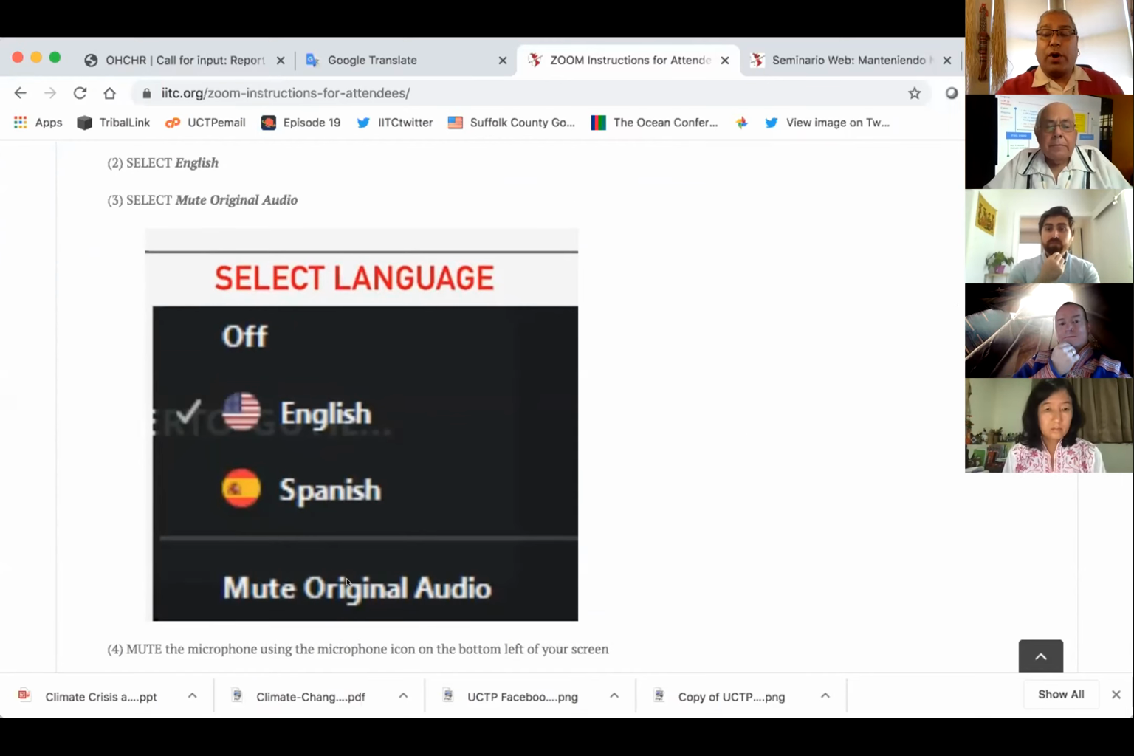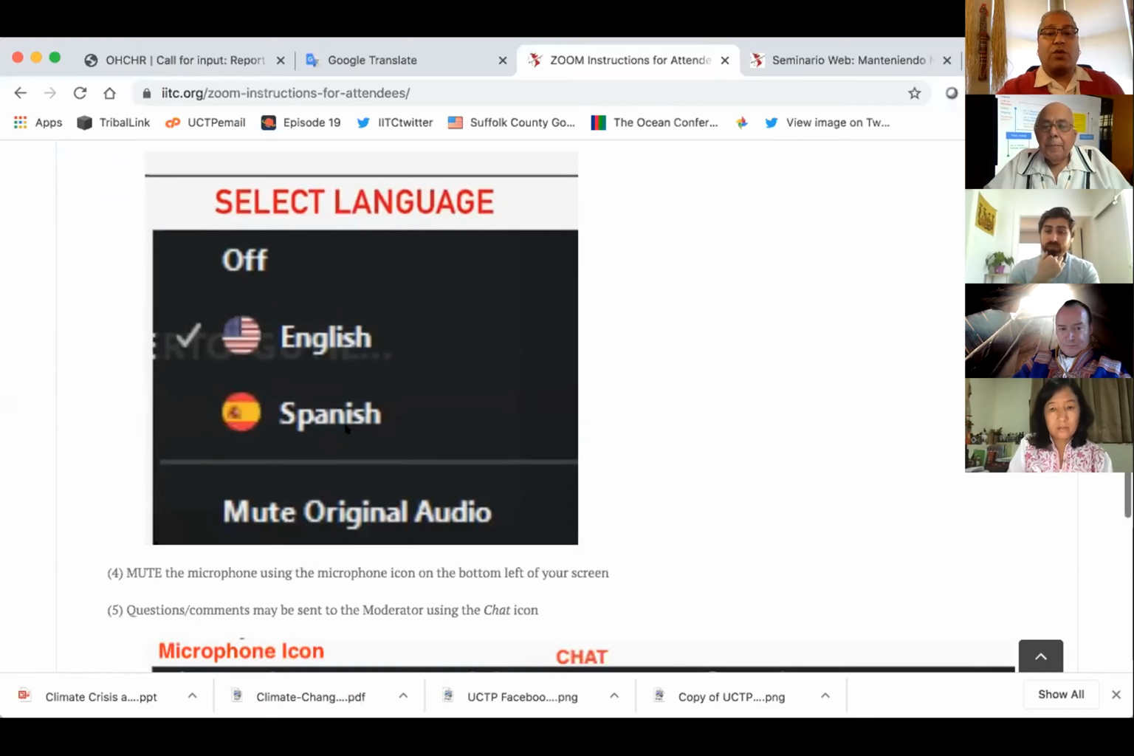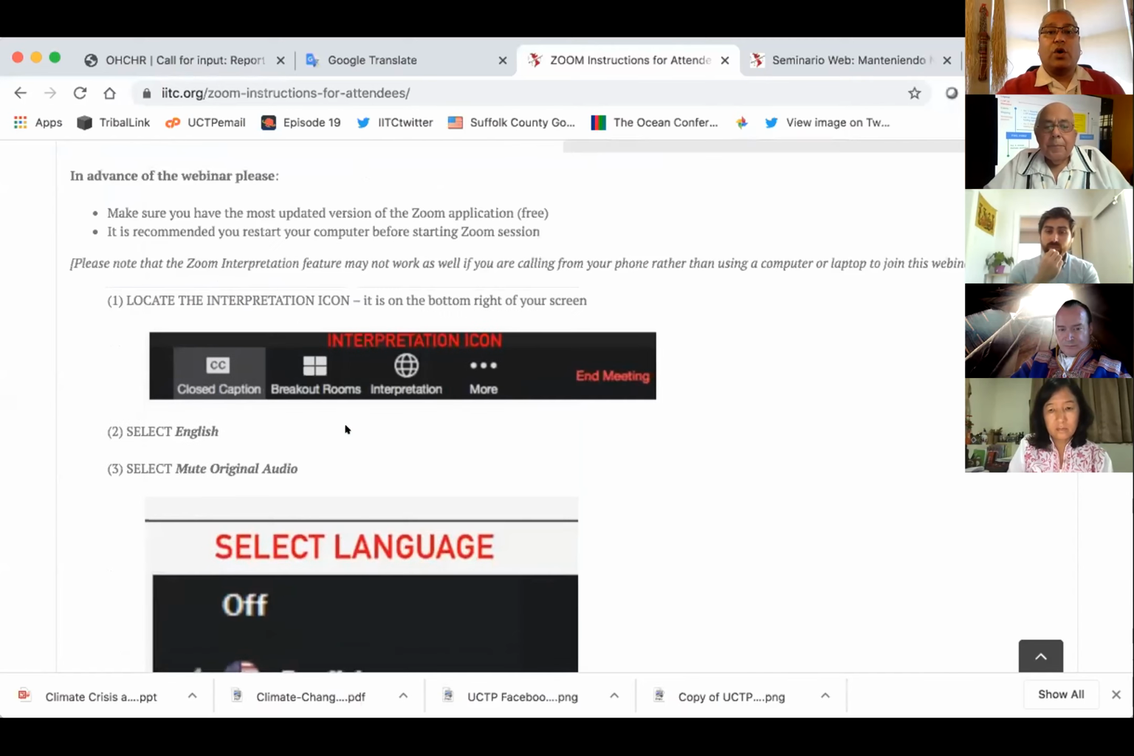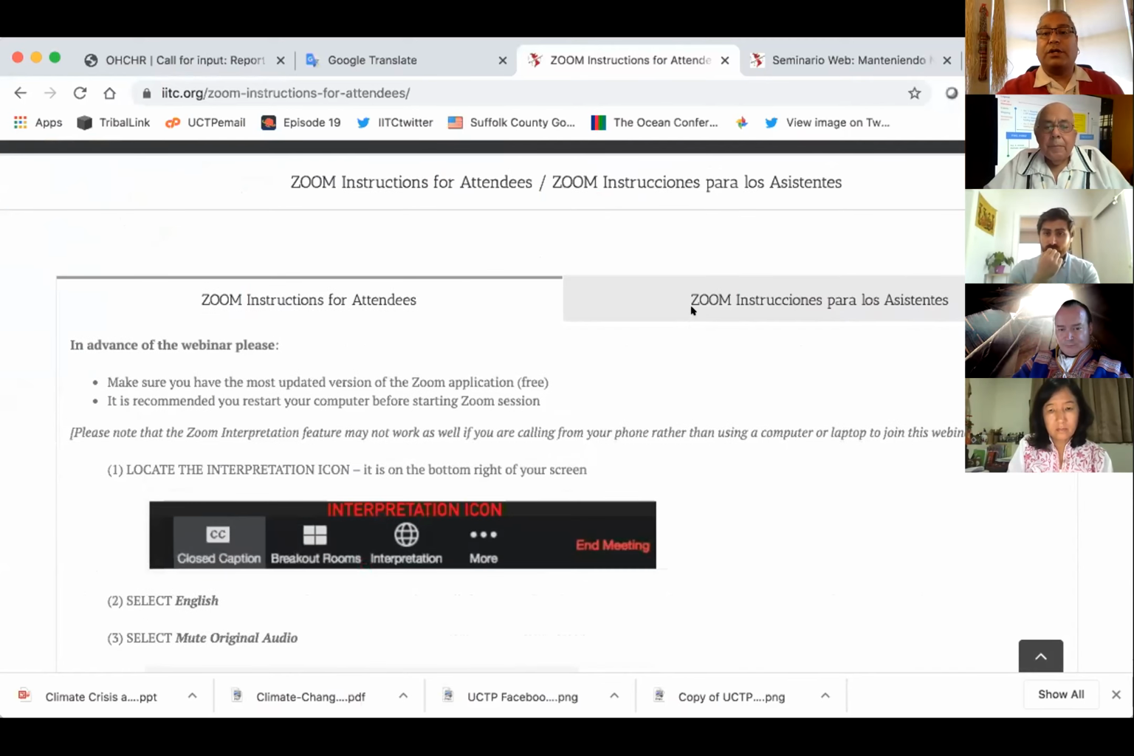This is very important because if you don't mute the original audio, you'll hear both the translation and the English at the same time. And this will be the same for Spanish, and I want to just now go over to the Spanish for our Spanish speakers.